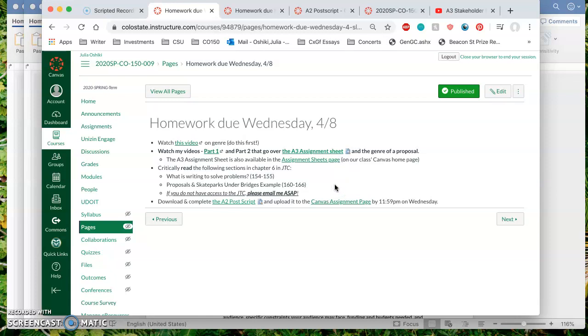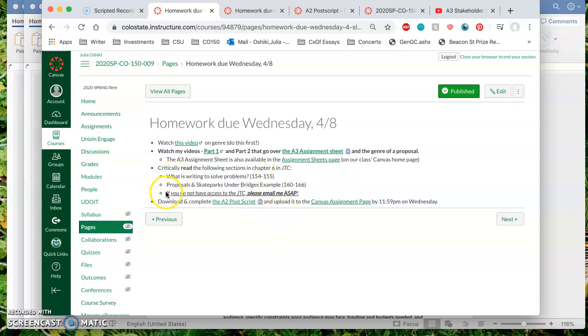If you would like to look at more examples of proposals, if you're still feeling like, oh, I don't really know what Julia wants here, please email me. I have lots of examples. I would be more than happy to send you more examples to look at. But definitely read those two sections.